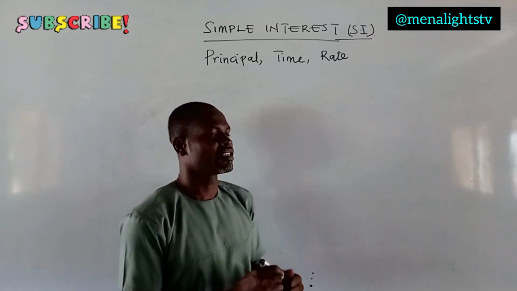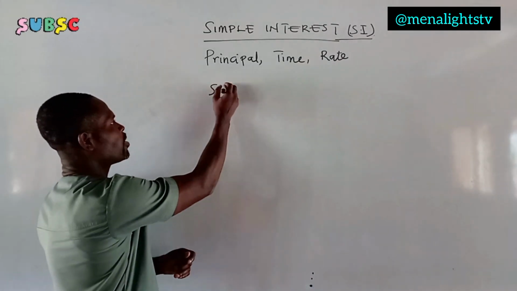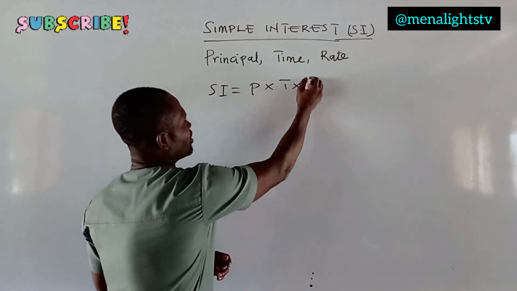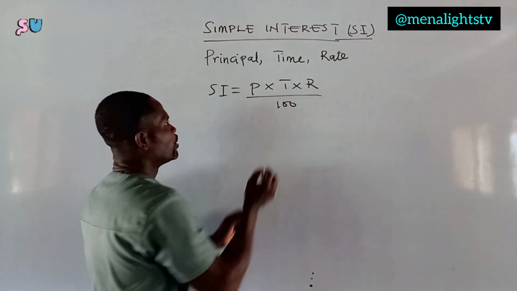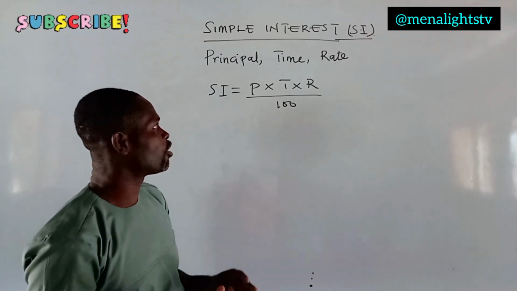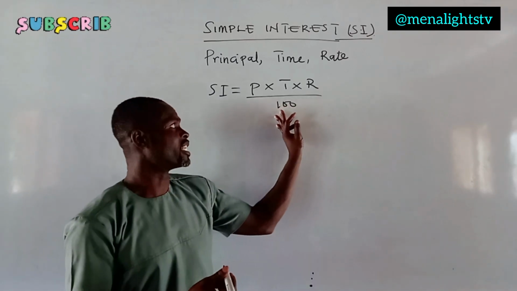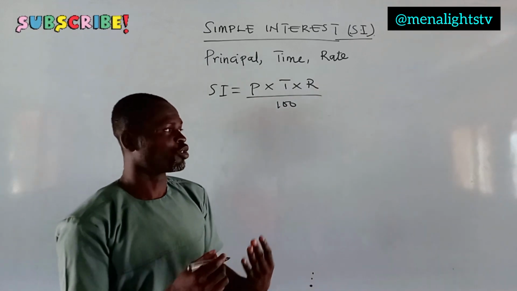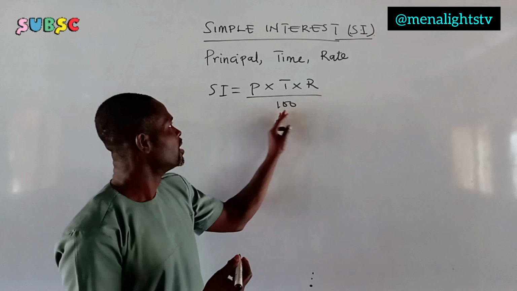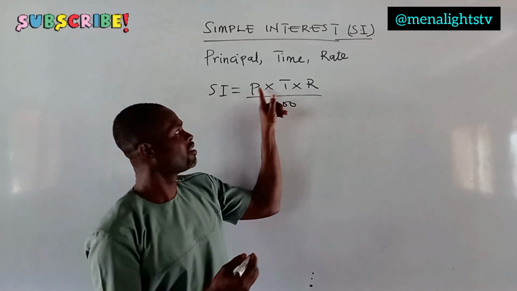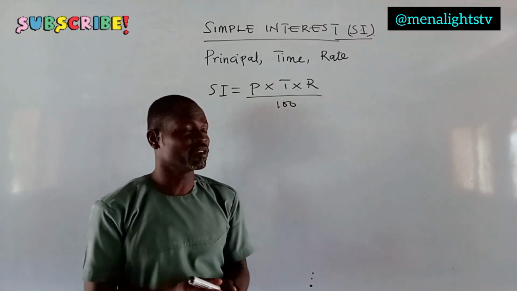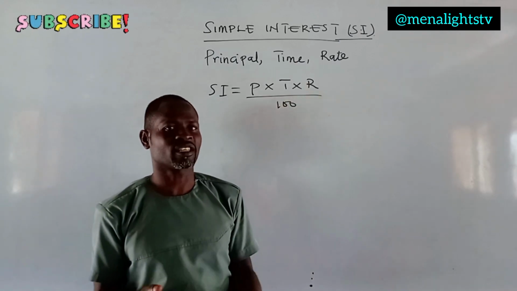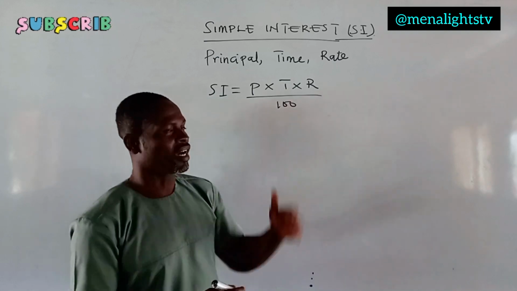To find the simple interest, we say the simple interest is equal to the principal times the time times the rate, all over 100. The reason why we have the 100 here is because of the rate. The rate is always a percentage, so out of 100, that is why we have the 100 here. So simple interest is equal to the principal times the time that the money is going to be with you times the rate at which you are going to pay, all over 100.